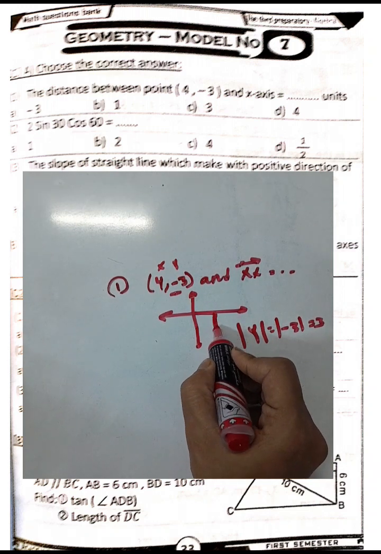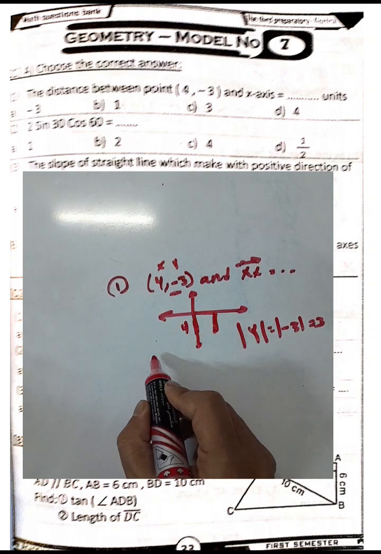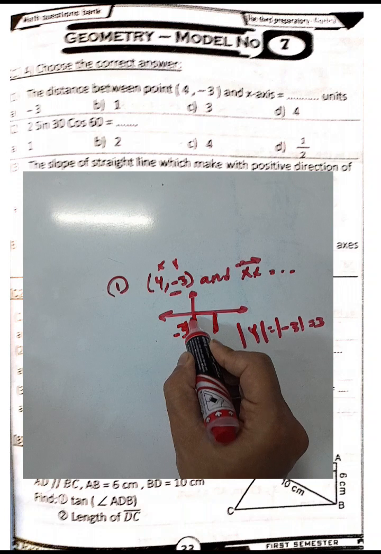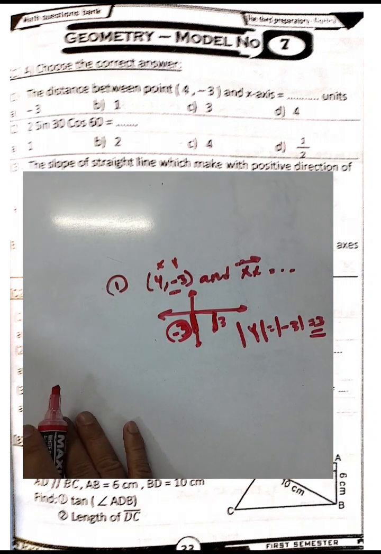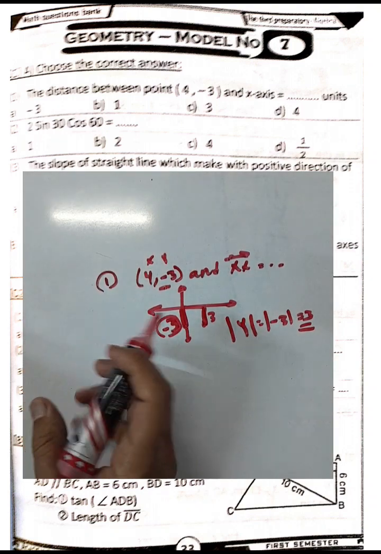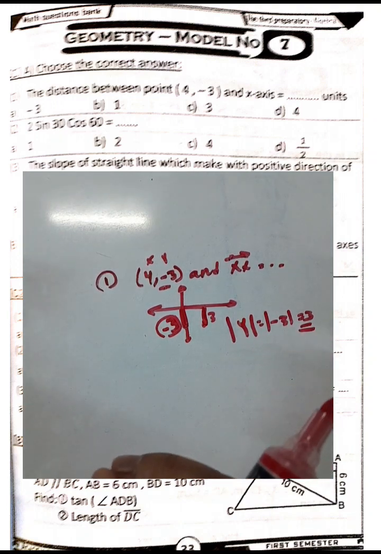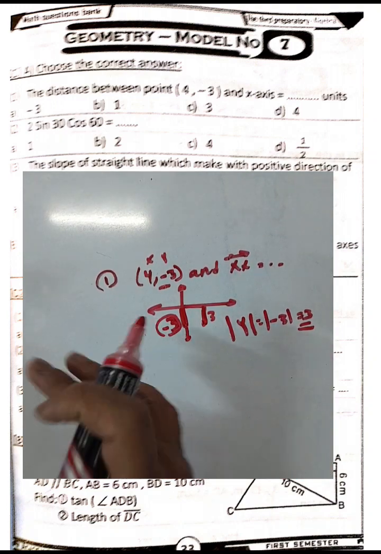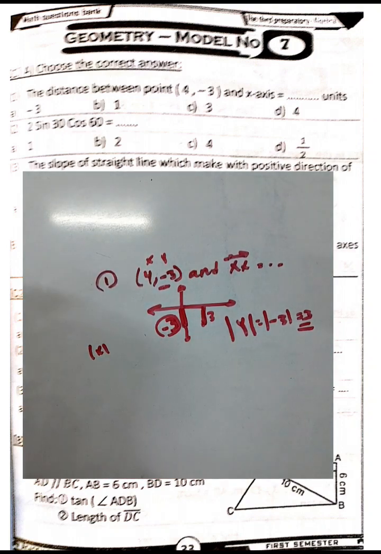You want to find the distance between this point and the x-axis. The distance is parallel to this line segment, and the value on this side is negative 3. Then the absolute value of negative 3 is 3. Understood? If you want the distance between a point and the x-axis, you must find the absolute value of y. If you want the distance between a point and the y-axis, you must find the absolute value of x. Write the inverse of the word. Okay.